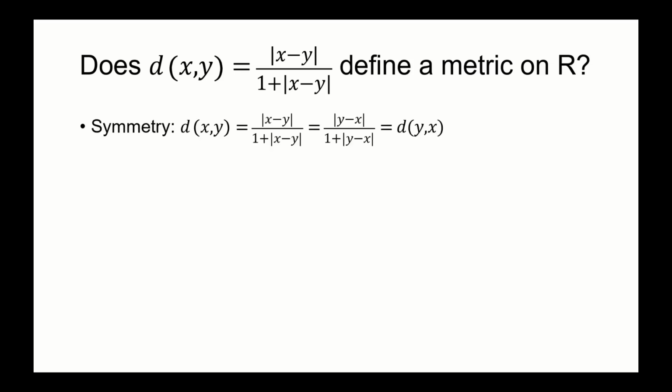Next, we want to show the symmetry is satisfied. So the distance between x and y is equal to the absolute value of x minus y over 1 plus absolute value of x minus y. And we can also change the order of x and y. So instead of subtracting y from x, we subtract x from y. And we know that's still going to be the same. So the distance between y and x is the same. So what's left is the triangle inequality.